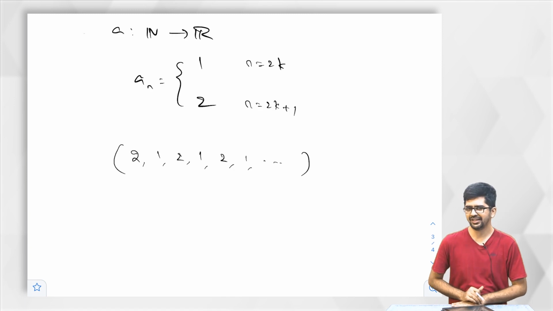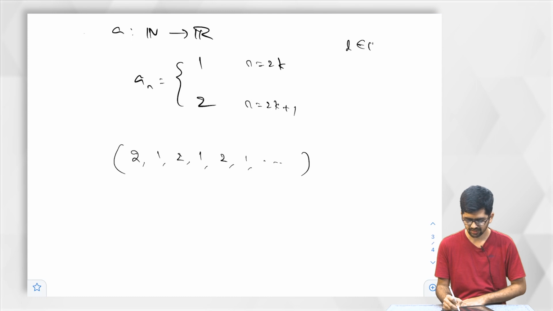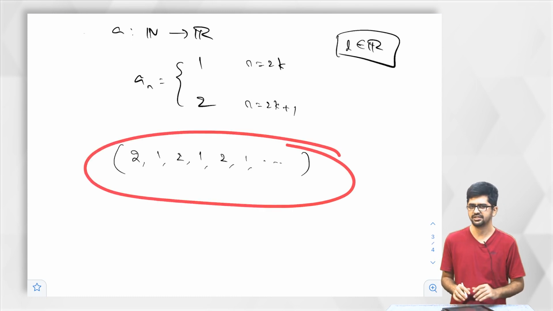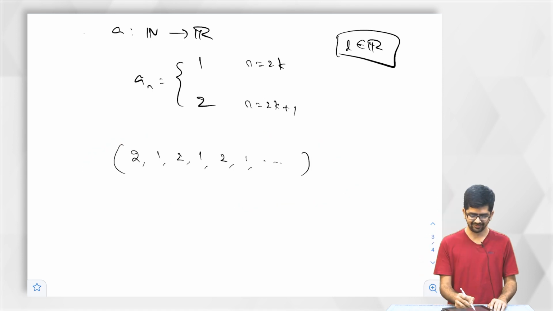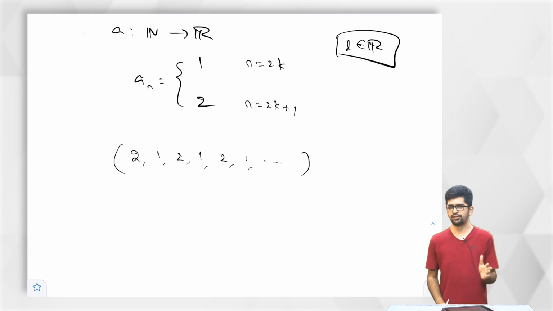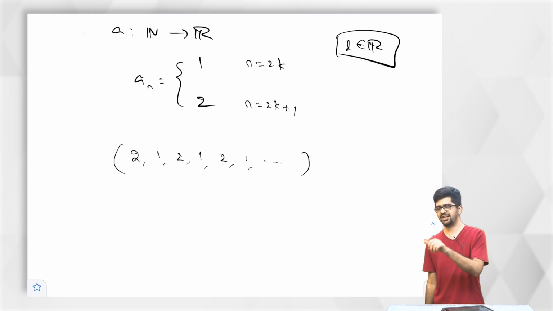So now we need to make a guess first. We need to guess an element L belongs to R to which this sequence converges. That is what we need to check, right? We have seen in the previous session that if a sequence is a constant sequence, it converges to the element itself.